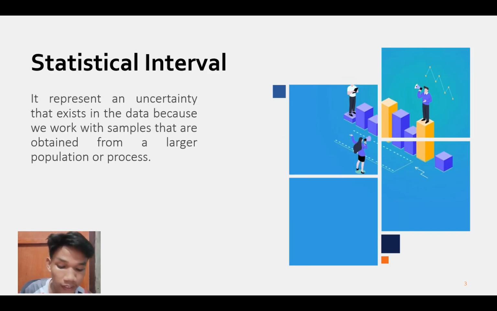A statistical interval represents the uncertainty that exists in data because we work with samples that are obtained from a larger population or process. So, ano nga ba ang statistical interval? Ginagamit ito para ipakita ang uncertainty sa data dahil sample lang ang kinukuha, hindi buong population. Halimbawa, sa pag-alam ng average height ng isang school, kukuha ka lang ng sample at hindi lahat ng estudyante.